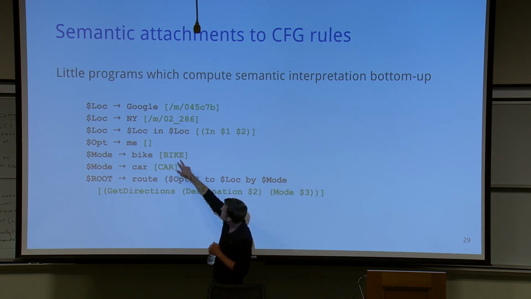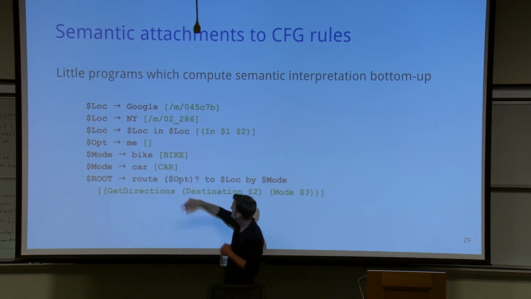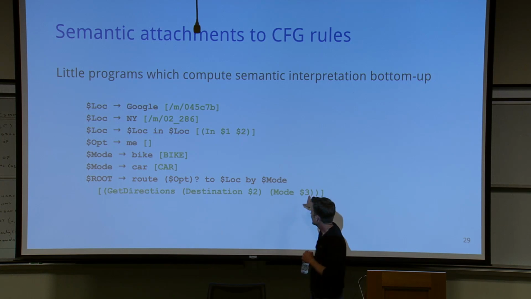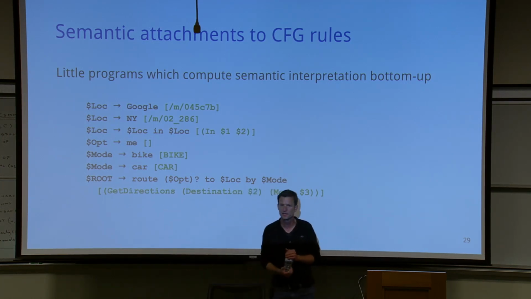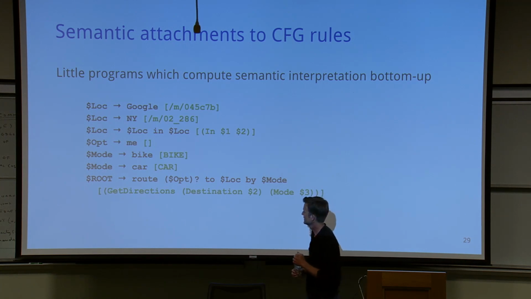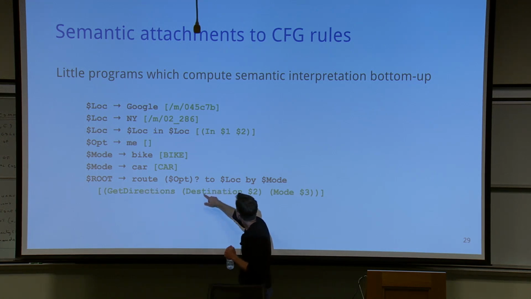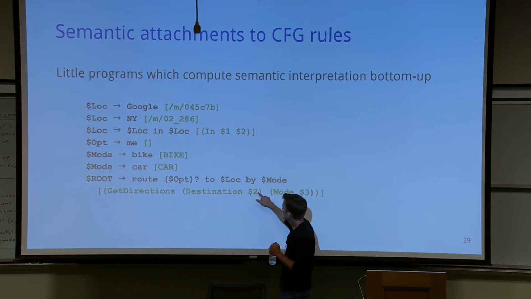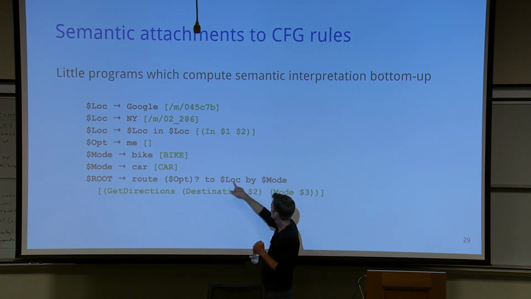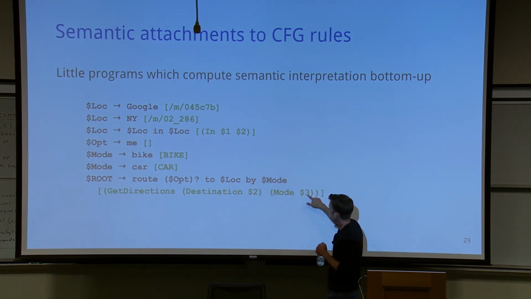These ones are straightforward. The semantics of a $mode is just one of these enum values. And then the last thing that's interesting is that this one tells us how to build the semantics for the entire request. It says it's a get directions request. I guess that comes from the fact that it's a route. The destination is going to be whatever the semantics is for this non-terminal. And the mode is going to be whatever the semantics is for this non-terminal.